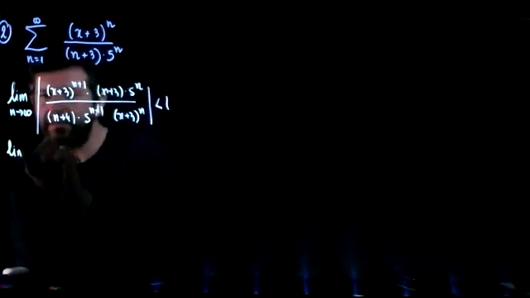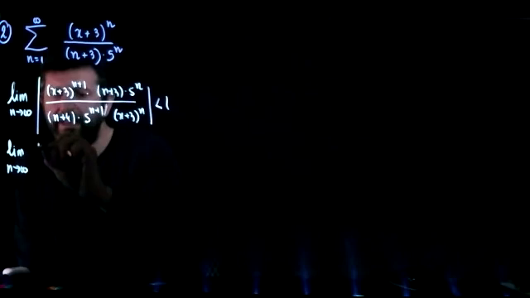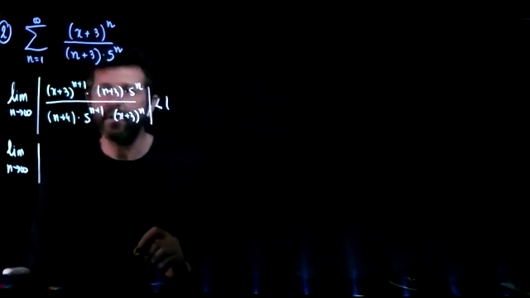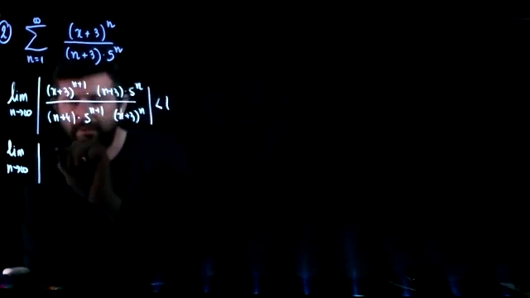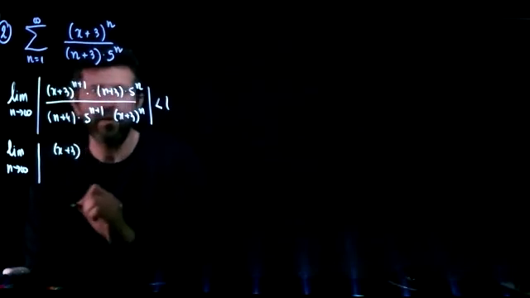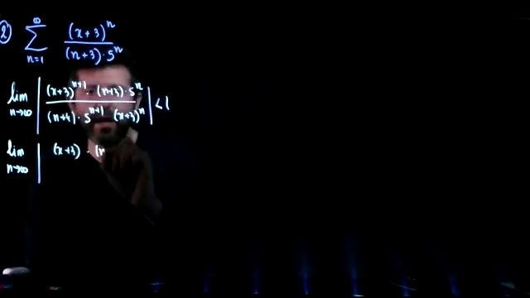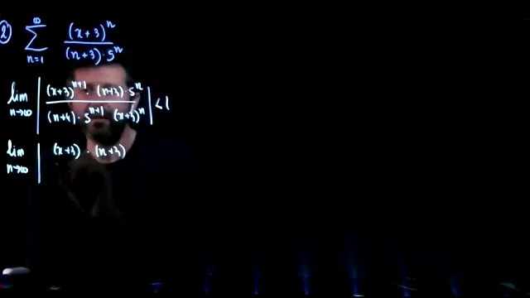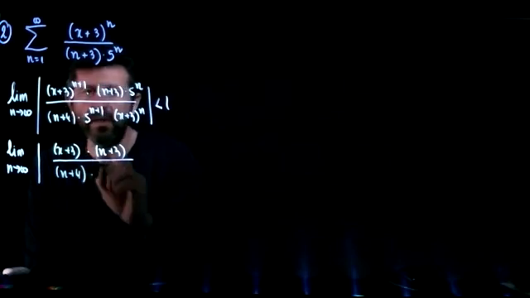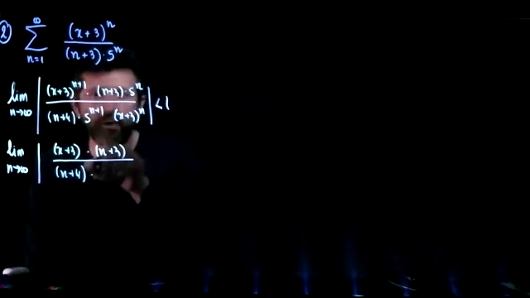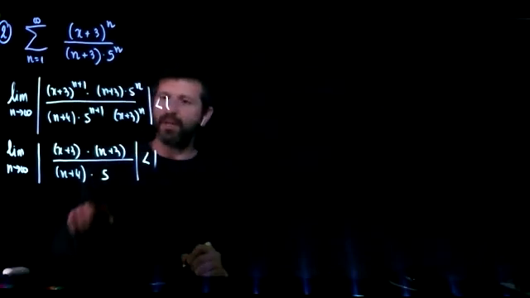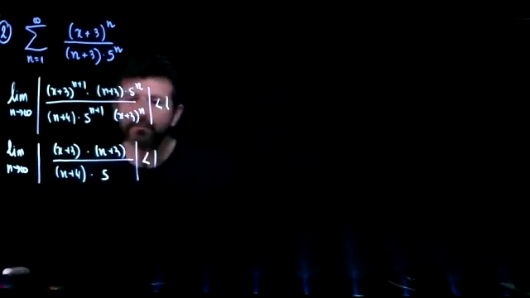So this means the limit as n approaches infinity, and now let's simplify the inside. (x+3)^{n+1} over (x+3)^n is just x plus 3, times n plus 3, and on the bottom I have n plus 4. The (x+3)^n disappeared, and then 5^n over 5^{n+1} is just 5 on the bottom. Okay, so this is what I get when I simplify this fraction.